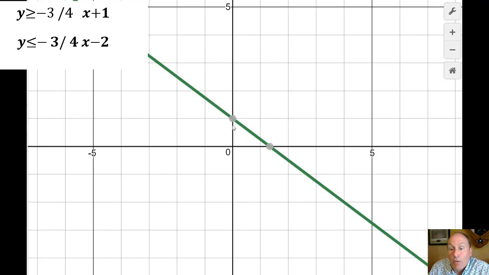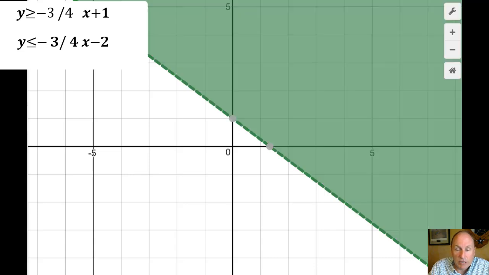Now we're going to test 0, 0. If I put 0, 0 into this first inequality, I get 0 is greater than or equal to 1. That is false. Therefore, 0, 0 is not in the half plane containing the solution to the first inequality. It's above the solid line. So let's graph it and see what that looks like. The medium green area is the half plane that contains the solution to the first inequality.